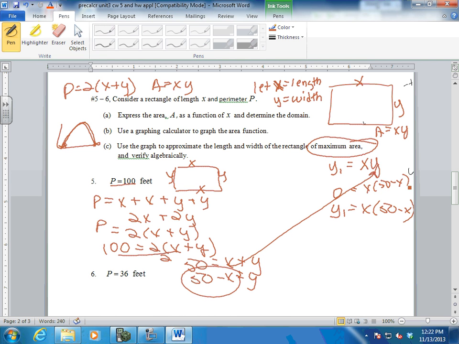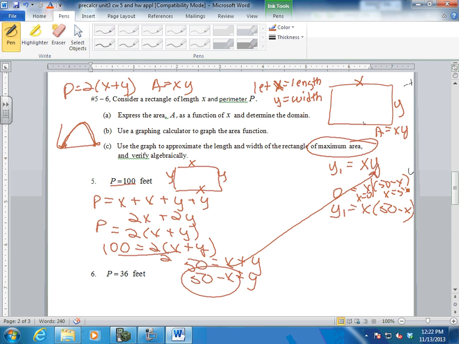Look, it's going to tell me where my x's go. My x now goes from 0, and 50 minus x equals 0. My x now goes from 0 to 50. Does that help you with your calculator? I don't get it. Right?